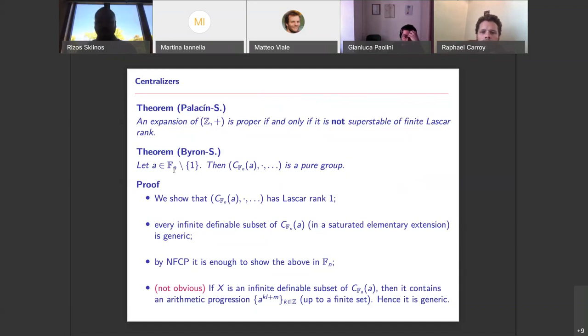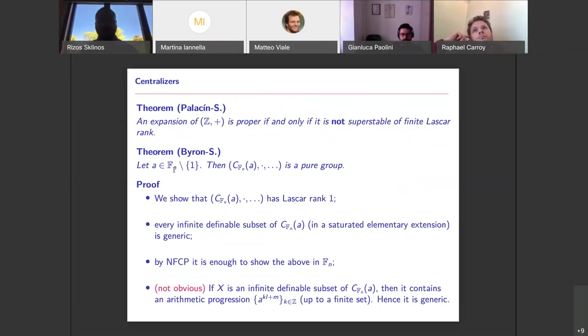to check how infinite definable subsets of centralizers look like. Anyway, so that's a non-obvious statement, that whenever we have such an infinite subset, then we proved with ALA that it contains an arithmetic progression up to a finite set. So when you have such an arithmetic progression, of course, finitely many translates of this progression would cover the centralizer.